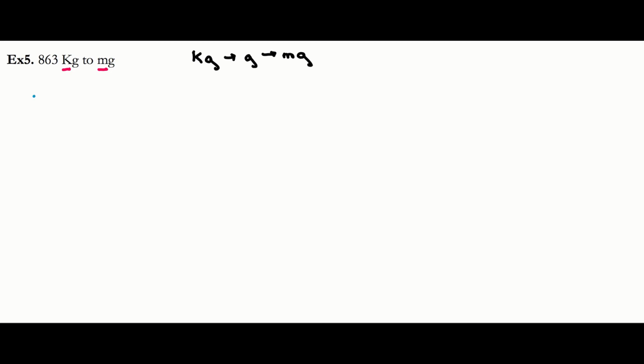So I know my given is 863 kilograms. As I noted, the first thing I'm going to want to do is get out of kilograms, so I'm going to put that on bottom, and I want to get into grams. Okay, easy enough. Now I'm going to want to get out of grams because that's not what it's asking for. It's asking for milligrams, so I'm now going to put milligrams on top.